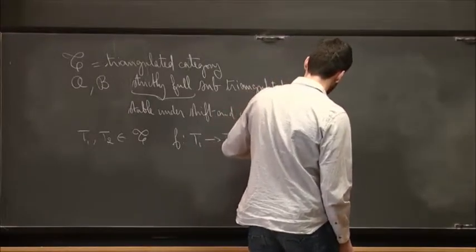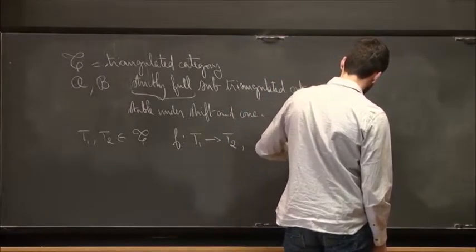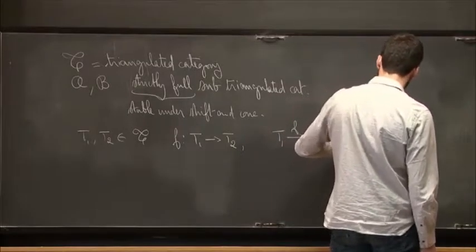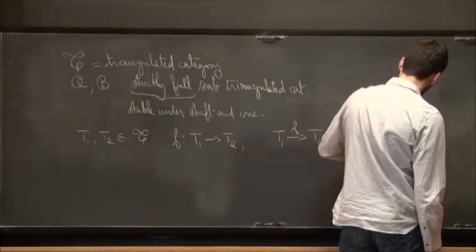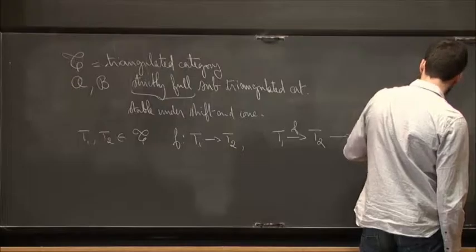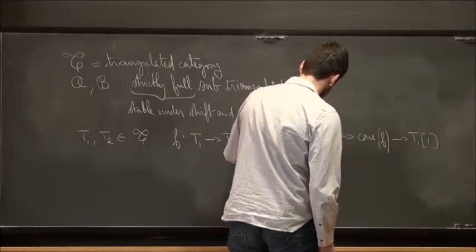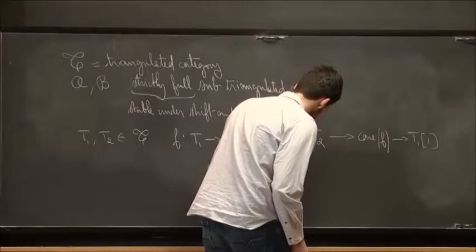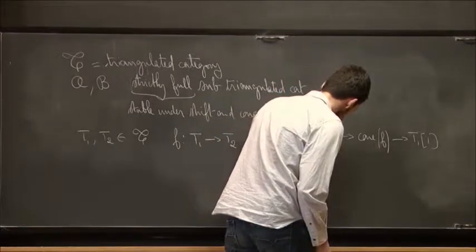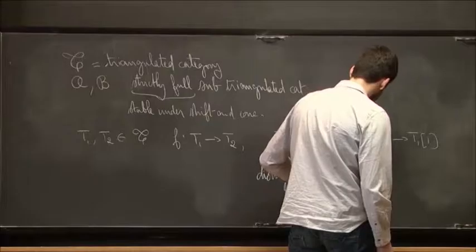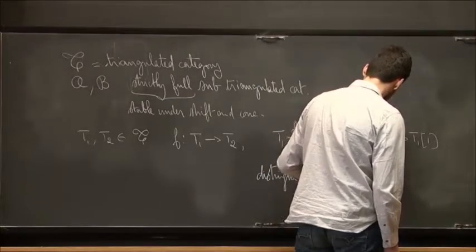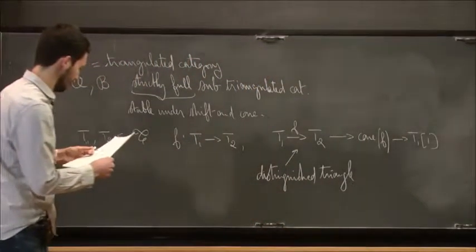So I have T1, T2, cone of F, and this is a distinguished triangle. Okay, so that's for the basics.